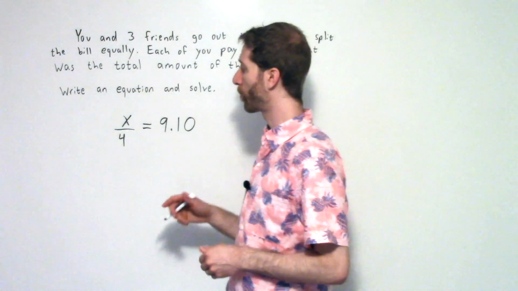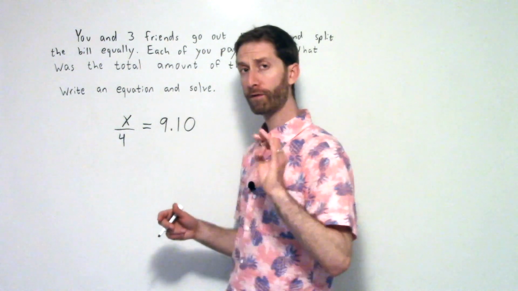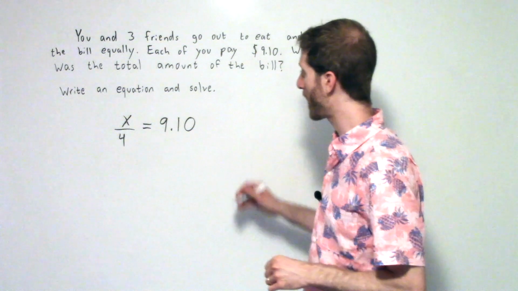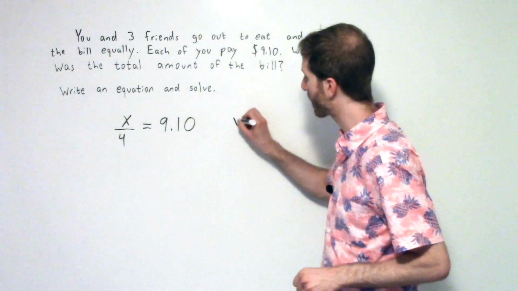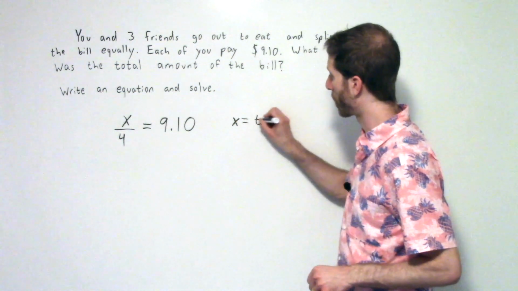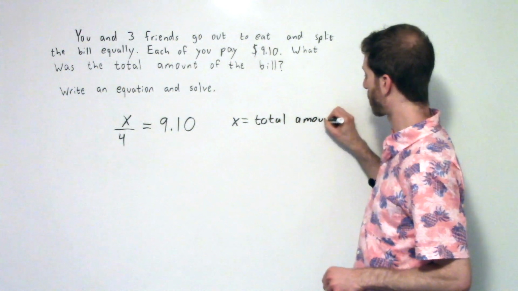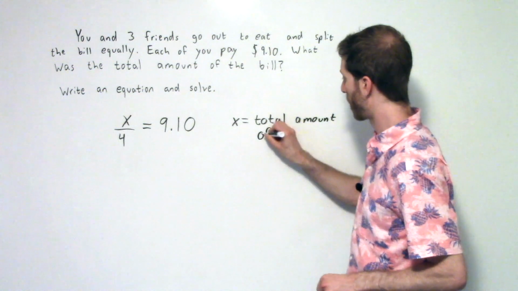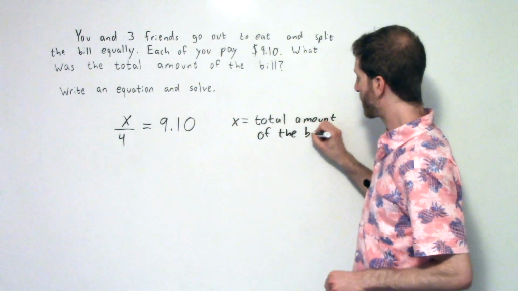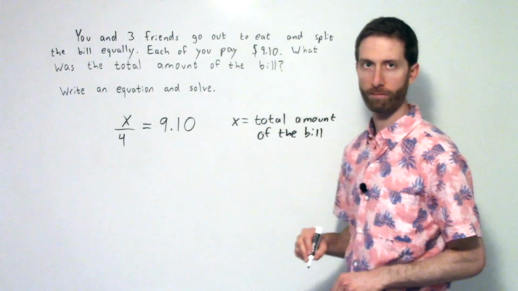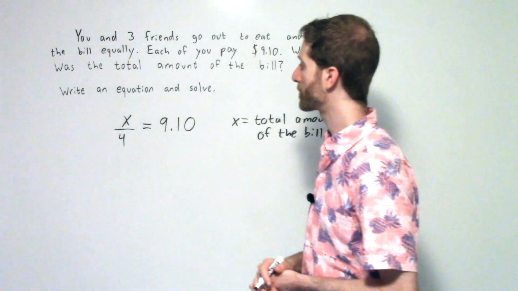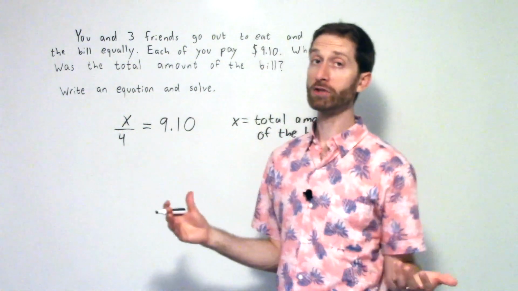Now, from here, what I would suggest is I would first define our variable. So we need to know what x means. So I would define x equals the total amount of the bill. And in this way, you know what x stands for, right? So that's going to be in dollars. So now we've got an equation. All we have to do is solve it.